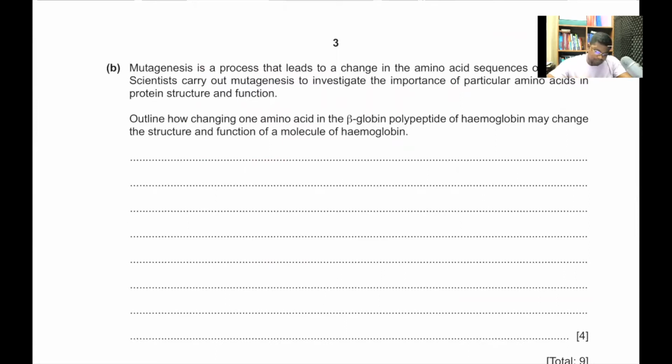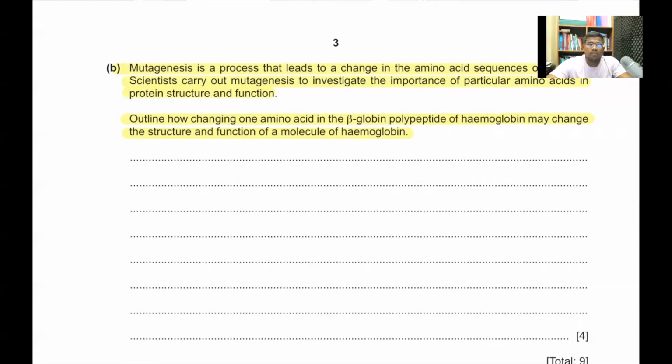Part B. Mutagenesis is a process that leads to the change in the amino acid sequence of proteins. Scientists carry out mutagenesis to investigate the importance of particular amino acids in the protein structure and function. Outline how changing one amino acid in the beta polypeptide of hemoglobin may change the structure and function of the molecule of hemoglobin. So basically, if an amino acid is changed, a different amino acid will have a different R group.